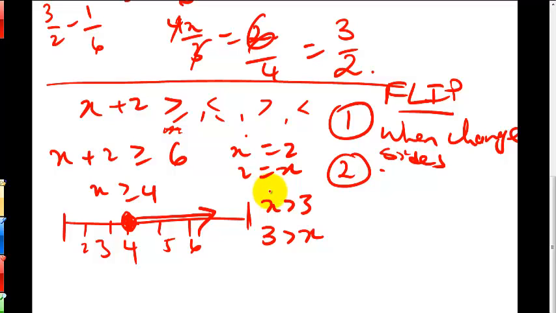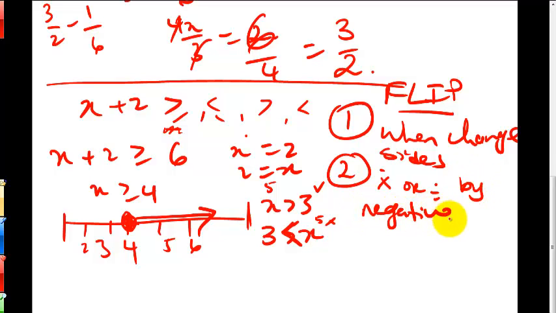Think of a number here. Let's go 5. Is 5 bigger than 3? Yes. But is 3 bigger than 5? No. So the way you've got to do it, you've got to flip the sign. Is 3 smaller than 5 now? Yes. So when you change sides, you flip. When you times or divide by a negative, you also flip. That's it. Those are 2 certain rules.